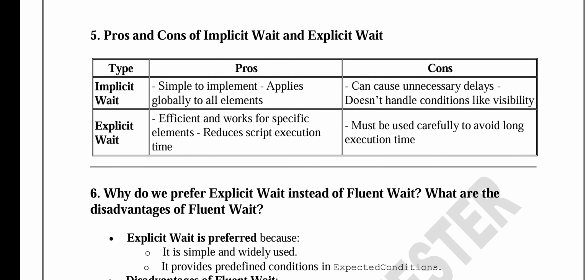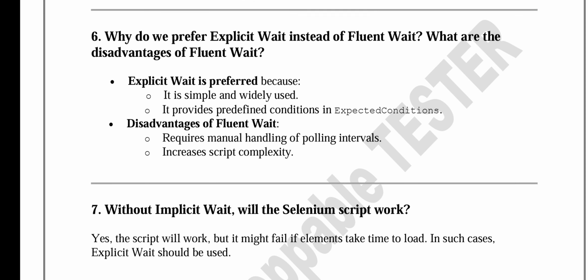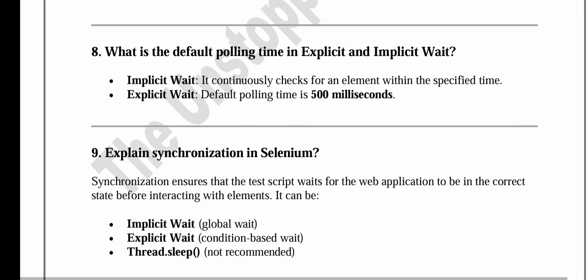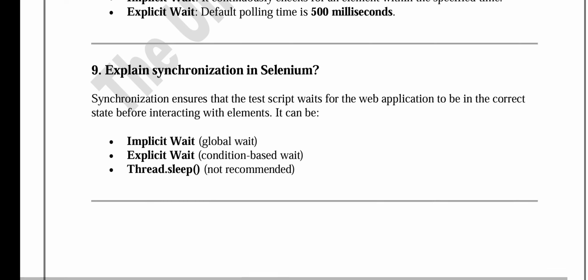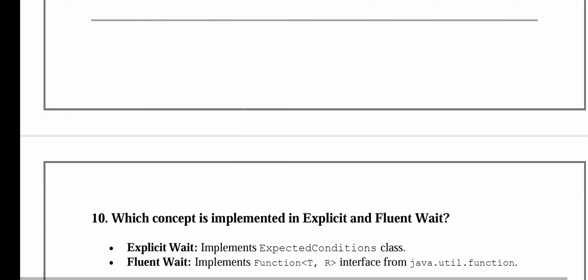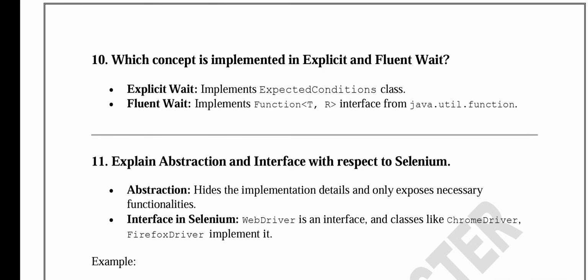And the next question is about the pros and cons of implicit wait and explicit wait. Then why do we prefer explicit wait instead of fluent wait? What are the disadvantages of fluent wait? Without implicit wait, will the Selenium script work? What is the default polling time in explicit wait and implicit wait? Explain the synchronization in Selenium. Which concept is implemented in explicit and fluent wait?